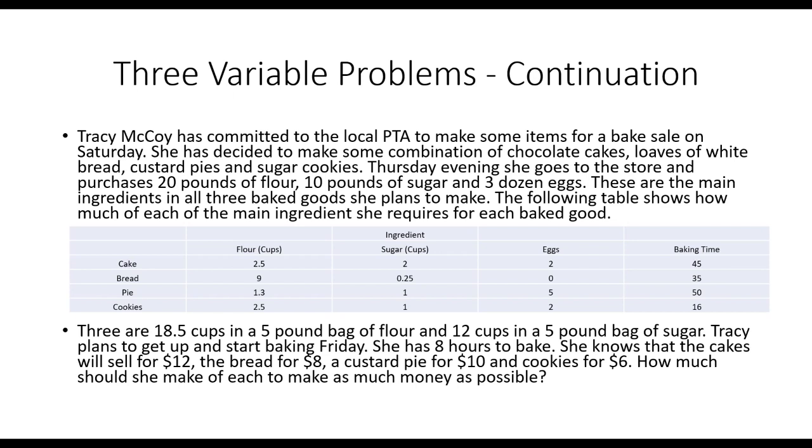Eggs, we have 3 dozen. So that's 36 eggs, and that's given in column number 4. 2x1 plus 0x2 plus 5x3 plus 2x4 less than or equal to 36. And finally, baking time, we have 8 hours, but our baking time is given in minutes, so we have to convert 8 hours into minutes, which is 8 times 60, 480. 45x1 plus 35x2 plus 50x3 plus 16x4 is less than or equal to 480.